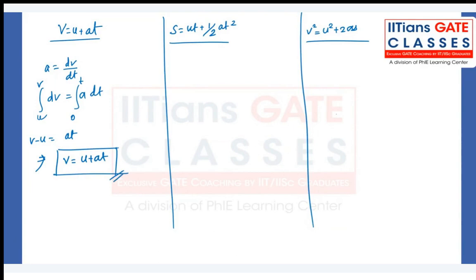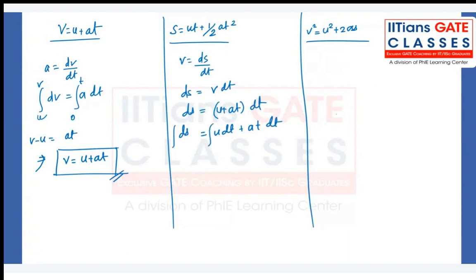Coming towards the second equation of motion, we know v is equal to ds by dt. So we can write ds is equal to v dt. But we already know v is equal to u plus at, so ds is equal to (u plus at) times dt. Multiplying dt inside, u dt plus at dt. Now if you integrate it, when time t goes from 0 to t, displacement goes from 0 to s. So we can say s is equal to ut plus half at square.